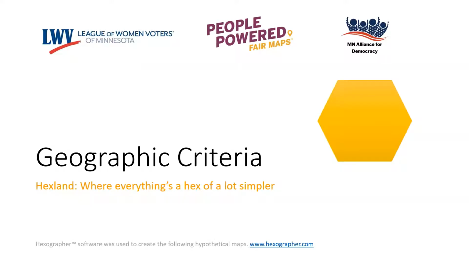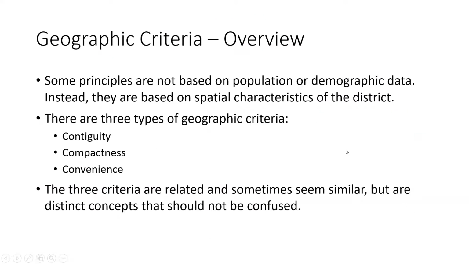Welcome back to Hexland. In this video, we'll be talking about some of the geographic criteria, and I'll get into explaining what some of that is here. So the geographic criteria, you may have noticed so far that the principles we've talked about, population equality and minority representation, were based off of the actual population and demographic data. Geographic criteria are not based on population or demographic criteria. Instead, they're based on the actual spatial or geometric characteristics of the district.